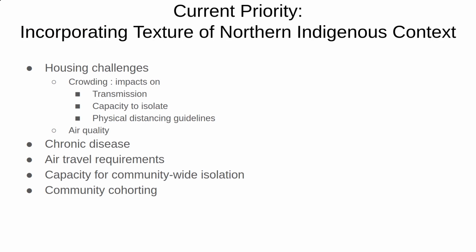Housing is a pervasive social determinant of health, as my colleague Corey Neudorf has long emphasized. The impact of housing ramifies across an individual's trajectory, and indeed often across their lifespan. The impacts of crowding can affect transmission, to be sure, but also their capacity to isolate if found to be positive, physical distancing guidelines, and the air quality to which they are subject.